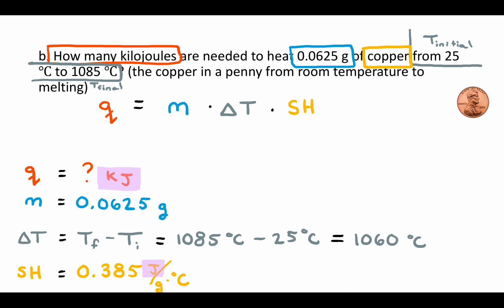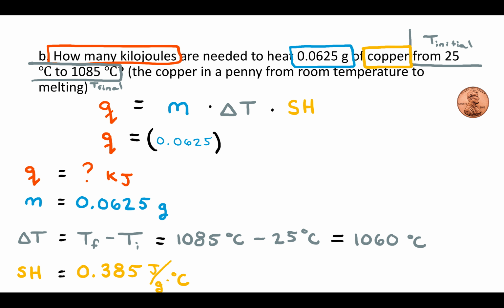Now, the units that we want for heat, kilojoules, are not the units in the specific heat, which are joules. So we're going to have to do a conversion after we plug everything into this equation. But all of the other units match. Grams for mass with grams in specific heat, degrees Celsius for delta T in degrees Celsius in specific heat. So we can plug these numbers in.